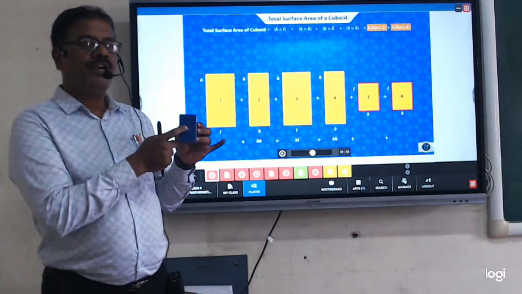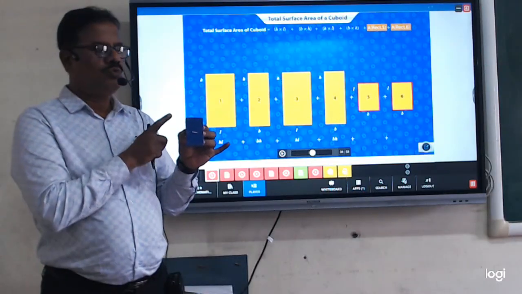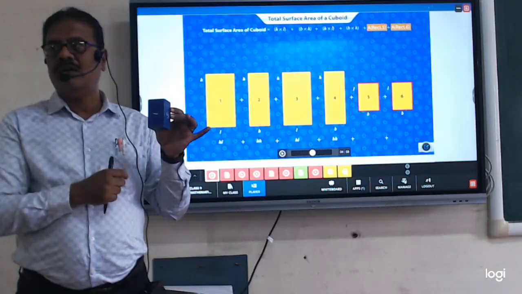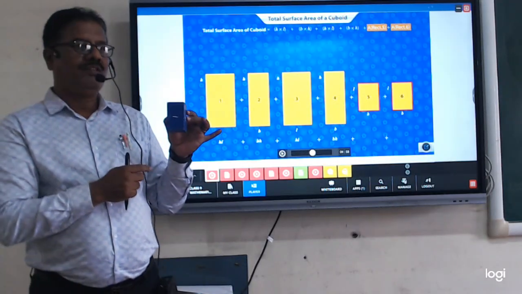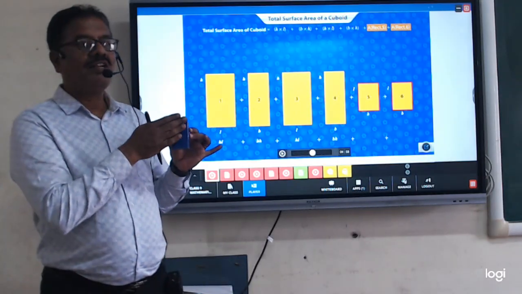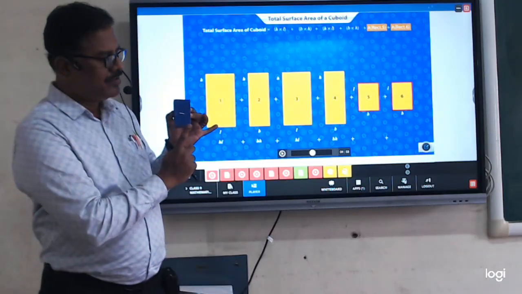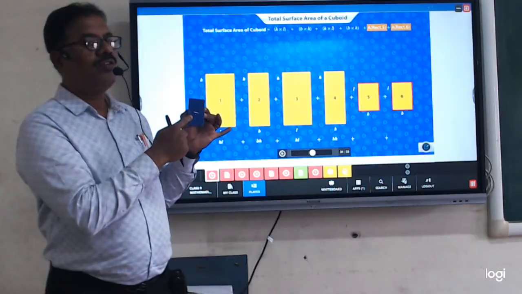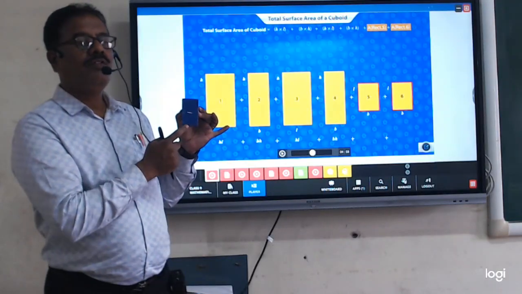See this front face, the back two, the side three and four. These four faces are called lateral faces. It has a flat smooth surface, and this is called length and this is called height. So if I want to find the area of this rectangular face, what is the formula?